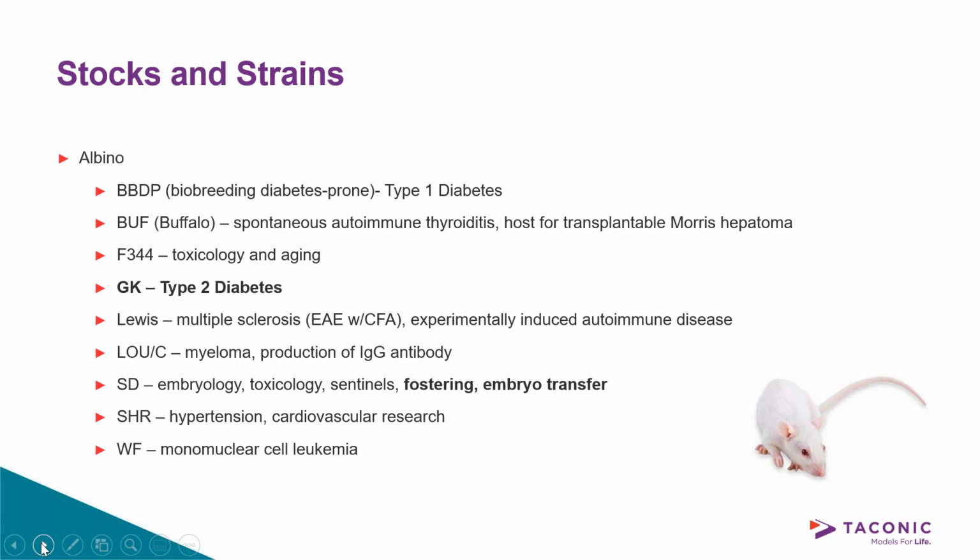Our Sprague-Dawley, however, for example, down here further in the slide, is very commonly used for embryology and toxicology studies. They're also going to be your most common sentinel for your rat colonies. And they do have very good maternal characteristics, so they're often going to be the strain you want to use if you need to cross-foster rats from, say, a more delicate strain to a good mom. So you would likely pick a Sprague-Dawley for that.